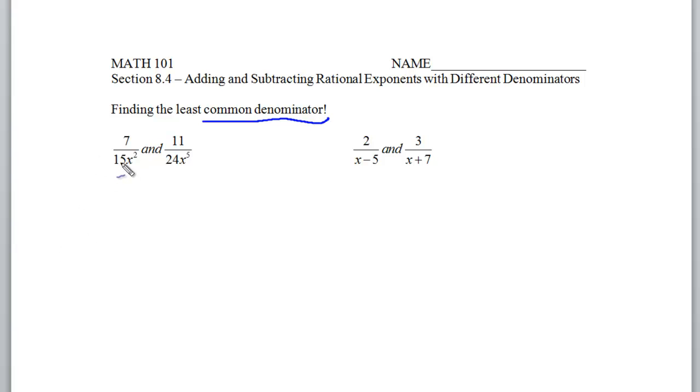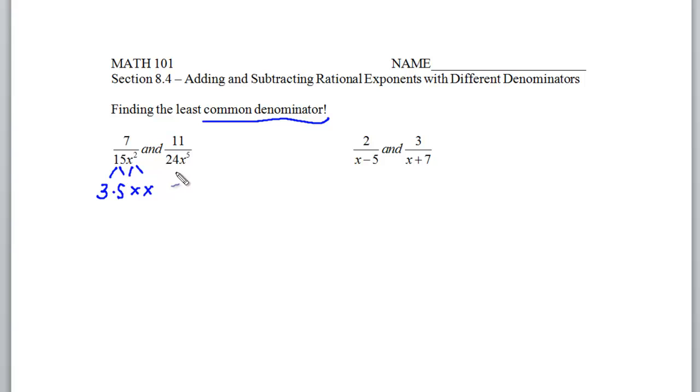So to find the common denominator of 15 and 24, what we'll have to do is list 15 as a product of primes, which is 3 times 5. And since we have x squared, we should probably list all the x's as well. There are 2 x's to make x times x.